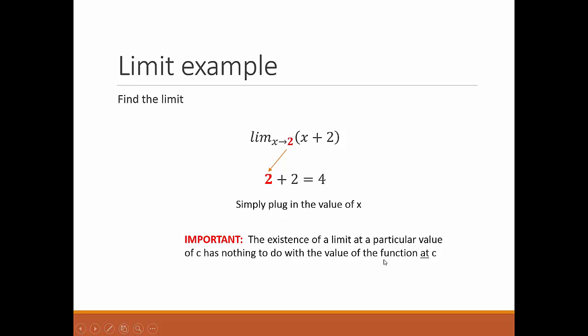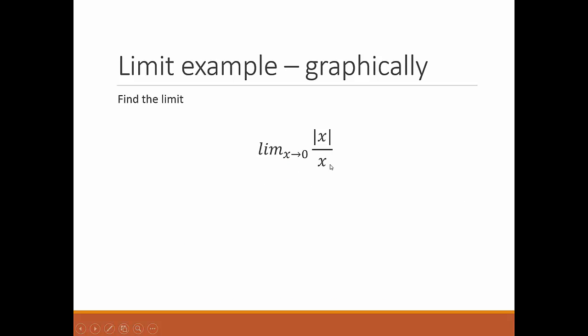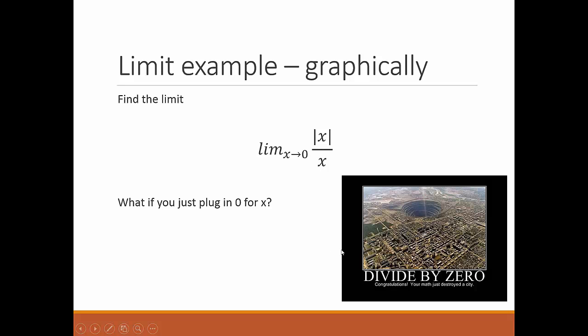Now this is very, very important, and why students usually struggle with limits: the existence of a limit at a particular value of c has nothing to do with the value of the function at c. It's what is happening as we are getting close. Because as you're going to see, some examples come up where you can't plug in a particular value. For example, find this limit, absolute value of x over x as x approaches 0. Well, what happens if you plug in 0 for x? Look at that denominator. Oh my goodness, your math destroyed a city. You cannot divide by 0.